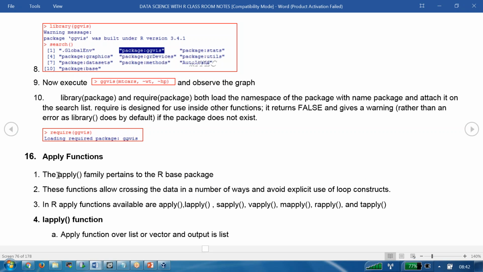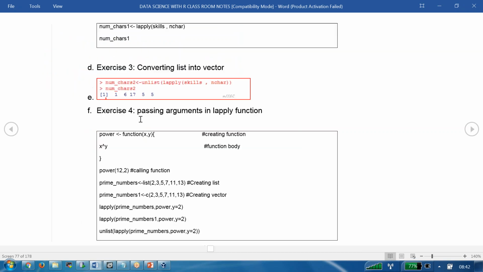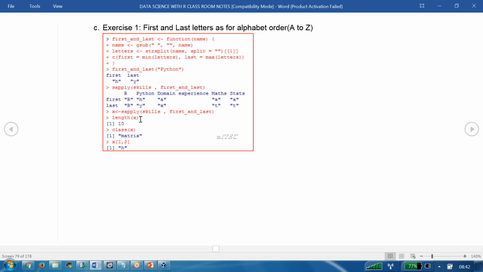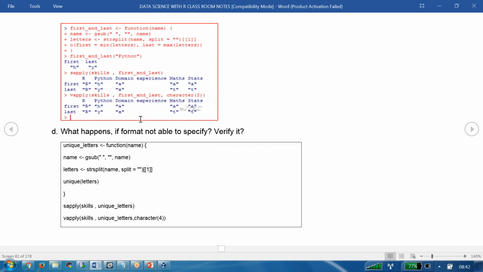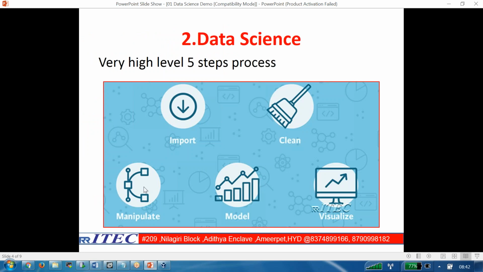So what we are trying to do here, this apply family pertains to the R base package, and we are writing some code and trying to convert one form of data into another form. Are you getting my point? Yes. Okay, we manipulated. Beautiful. Now data is available in the way the business is expecting it. But still, where is it available? Inside the database.